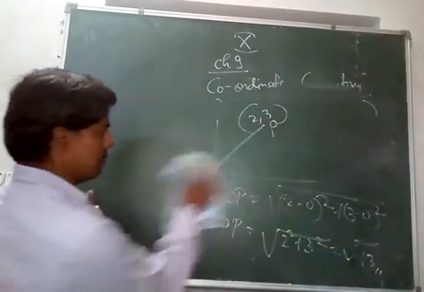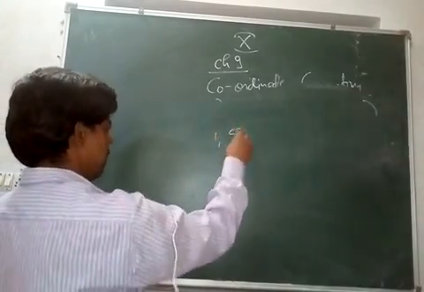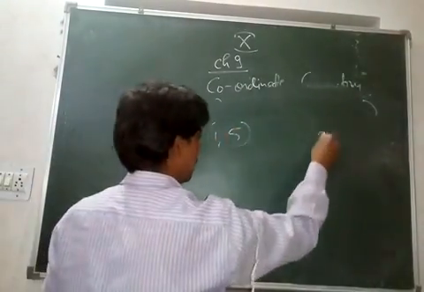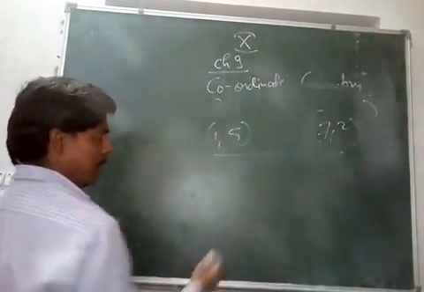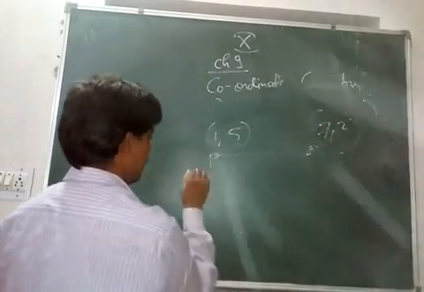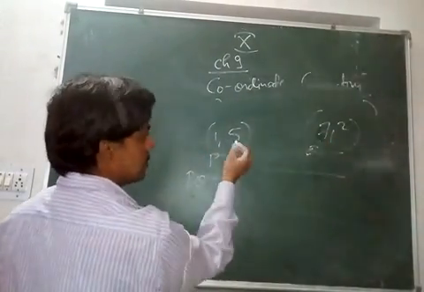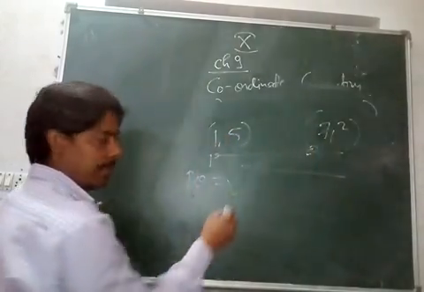Now suppose we take any two other points, like 1, 5 and 7, 2. I will not draw the Cartesian plane; you can understand. What is the distance between them? Suppose this is point P and this is Q. So PQ is equal to the square root of x2 minus x1, which means 7 minus 1.